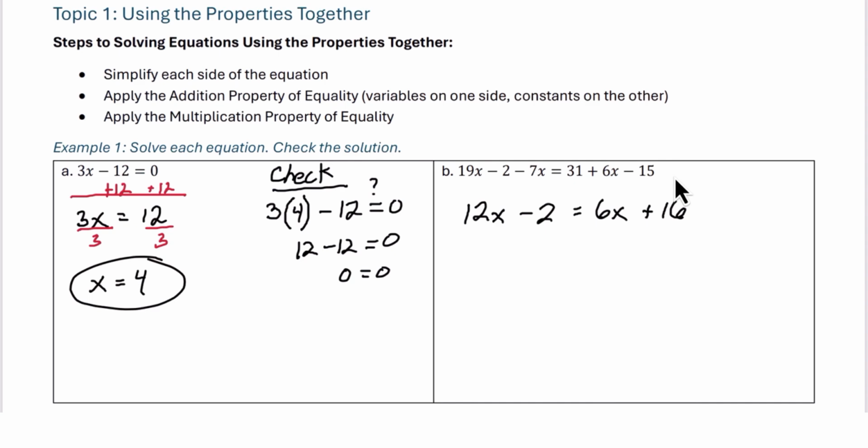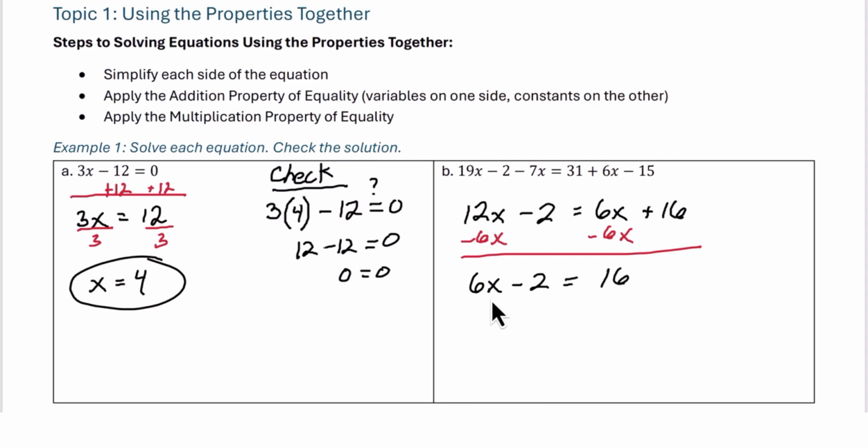After you simplify, keep in mind your goal is to get x by itself. Right now we have x terms on both sides of the equal sign. We want to pull all the x's to one side. And it doesn't matter which side you put your x's on. I personally prefer them on the left side of the equal sign. So I need to move the 6x. Let's subtract 6x on both sides. We now have 6x minus 2 equals 16.